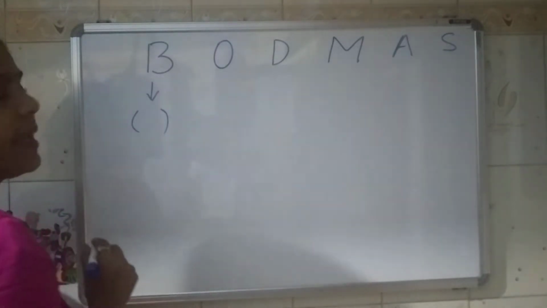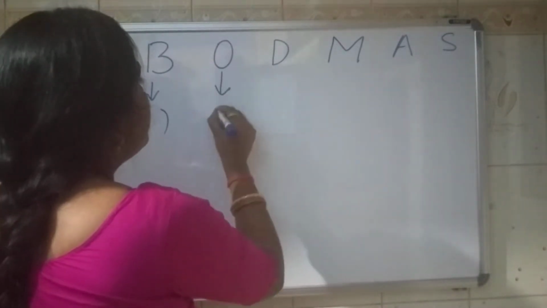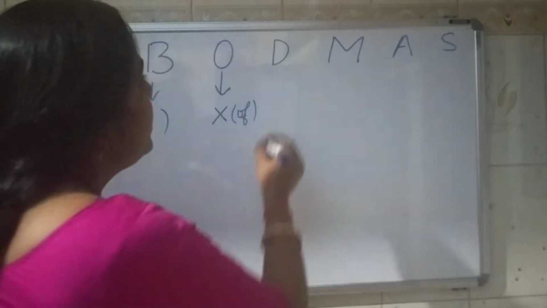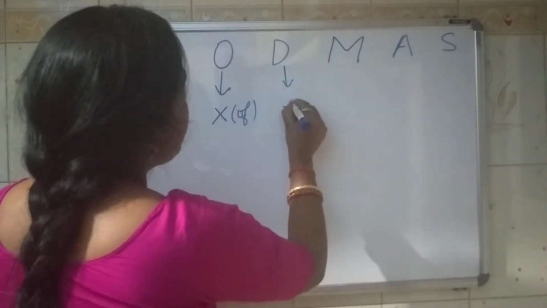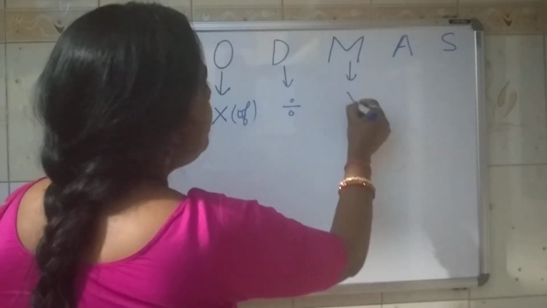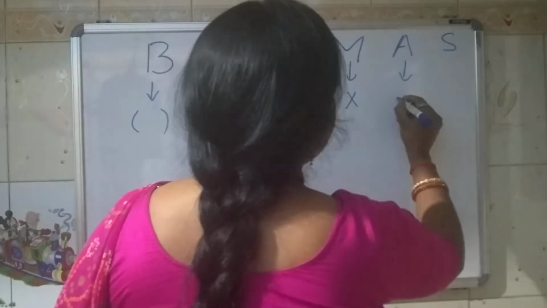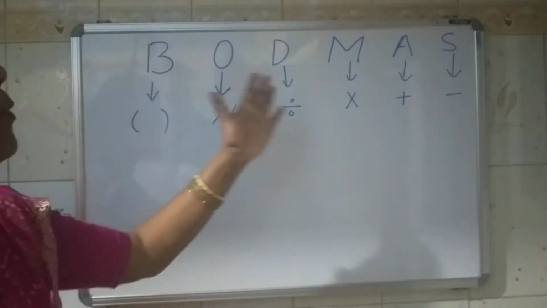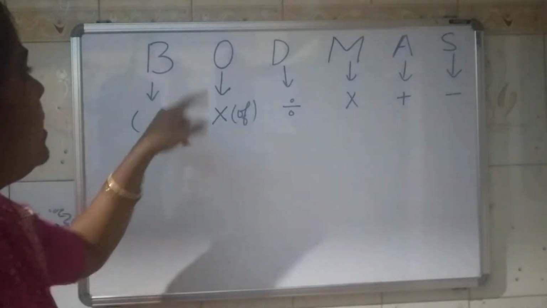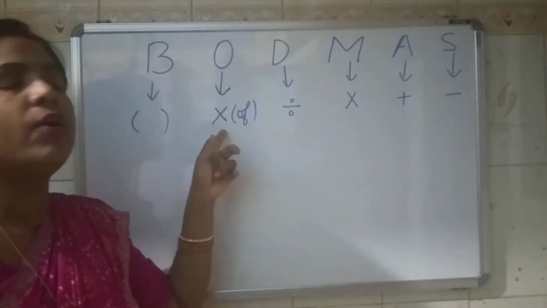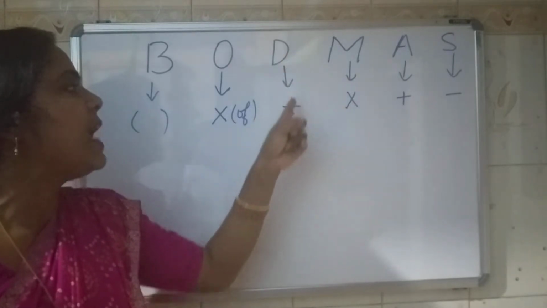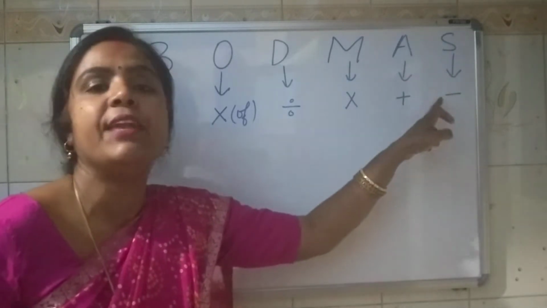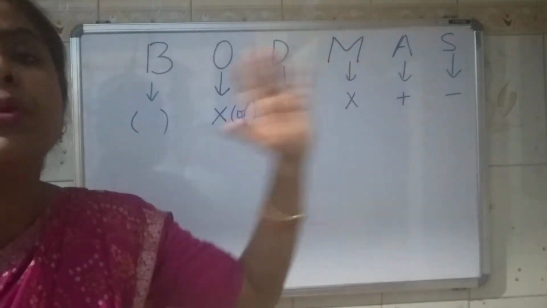This is called bracket. O stands for off, or you can say it as multiply. D stands for division. M stands for multiplication. A stands for addition and S stands for subtraction. Okay, so this is the BODMAS. B stands for bracket, O stands for off, which we are calling multiply, D stands for division, M stands for multiplication, A stands for addition and S stands for subtraction. This is the BODMAS full form.